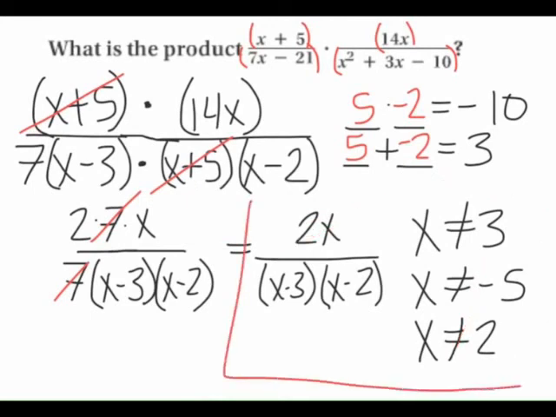All right, so that is it for simplifying rational expressions. I hope that you are now ready to begin practice.